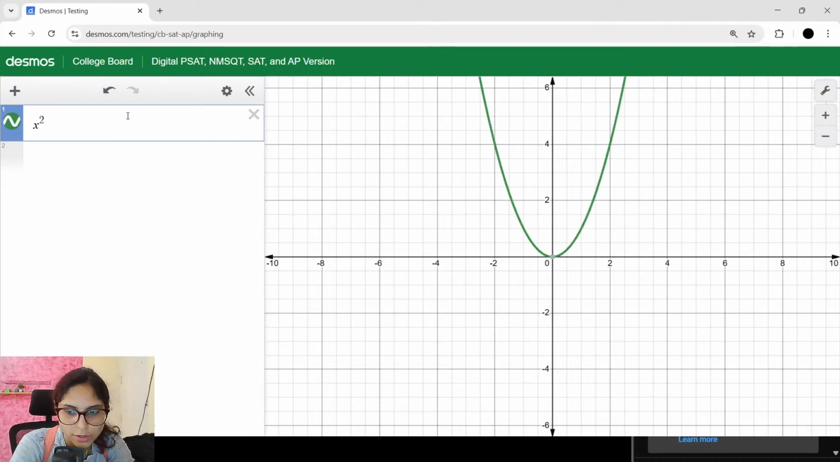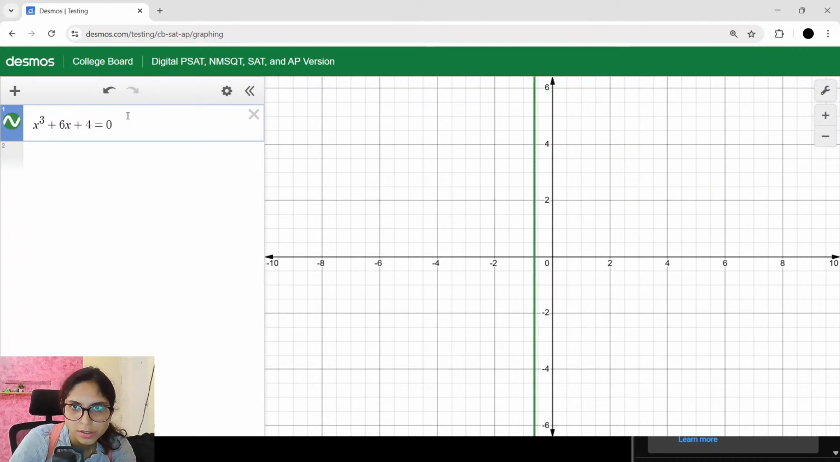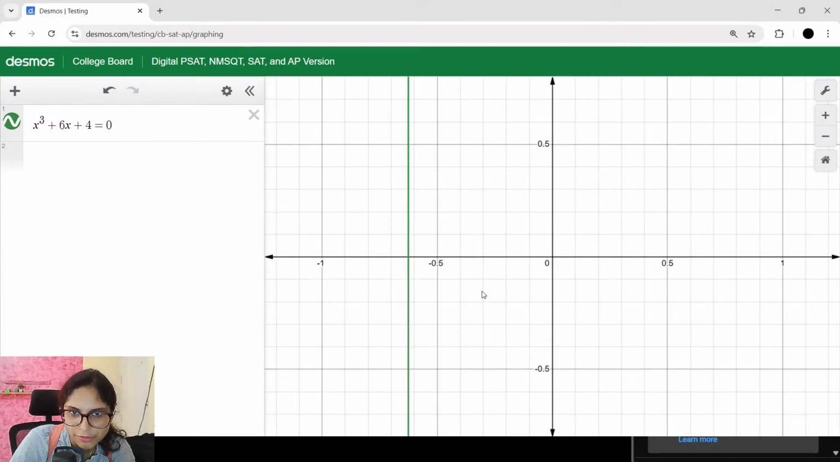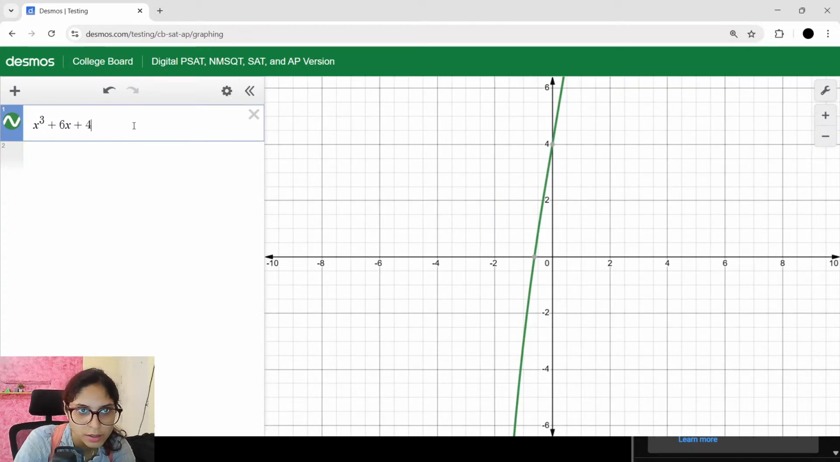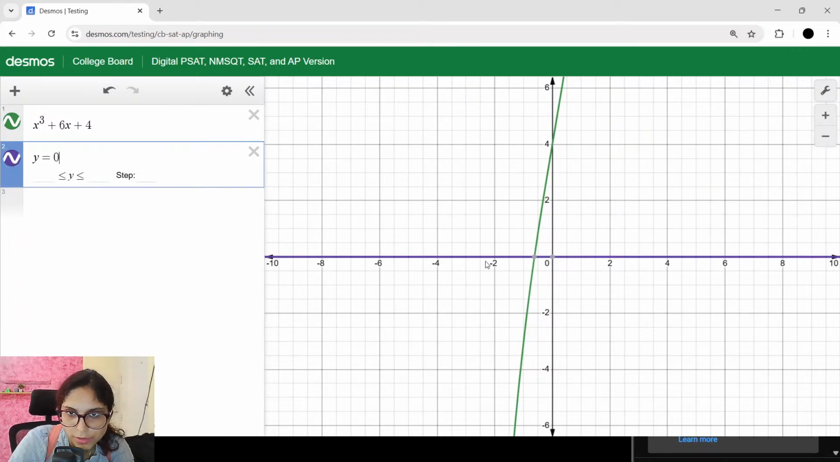Let's say if you have a cubic equation, see there's only one answer, but when you click on it, you cannot see the value. It's going to be difficult because you still cannot see the value, you can only see an approximation. So for that, what you do, you write the equation and then you write y is equal to 0. Now look at the point of intersection. This is your answer, -0.62582.